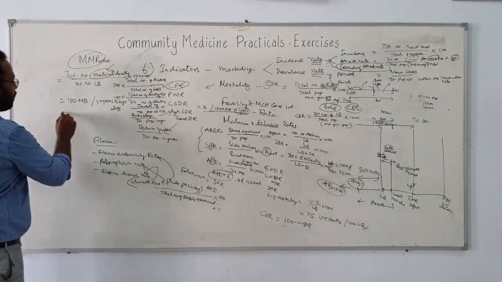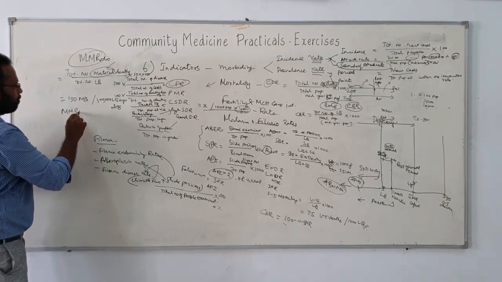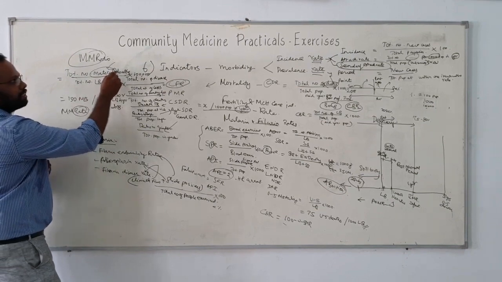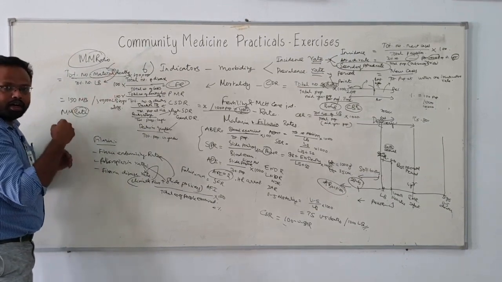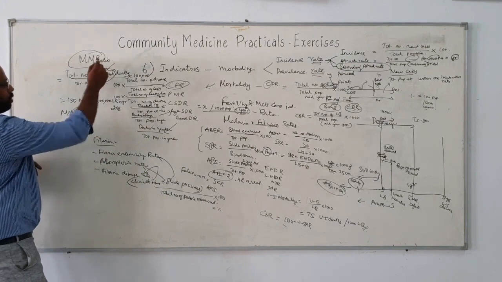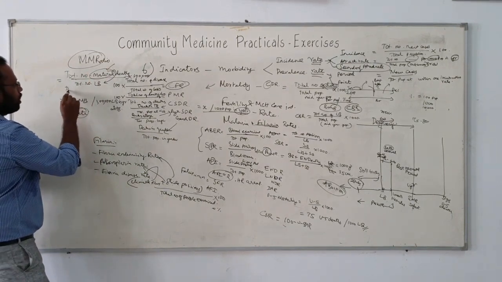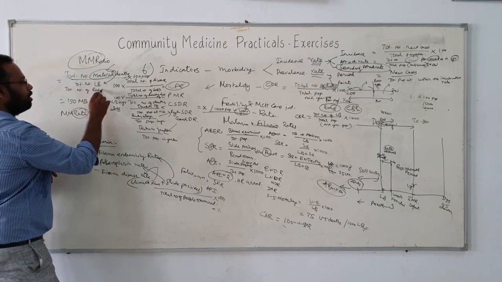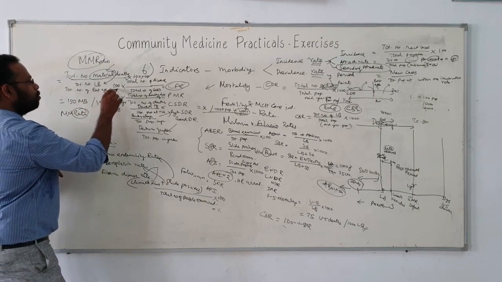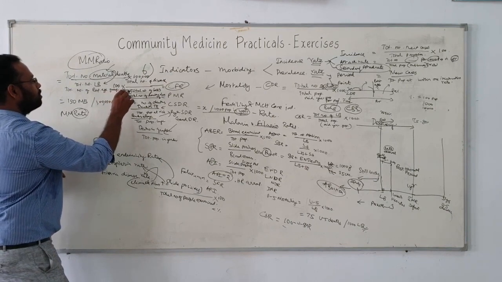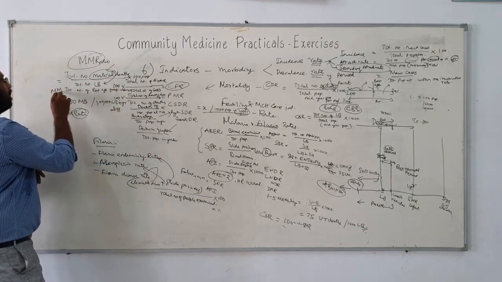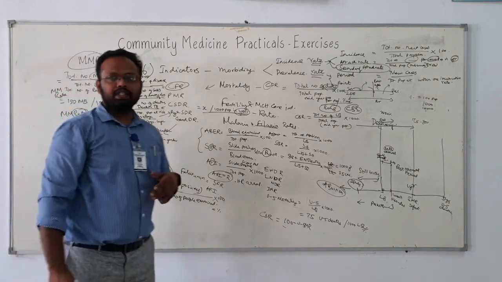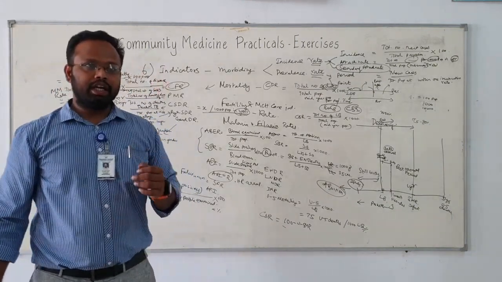Now, what is maternal mortality rate? Because maternal deaths are compared with live births, it is called a ratio. If you replace it with the total number of reproductive age group women, it becomes the maternal mortality rate. So with this we are concluding these indicators.